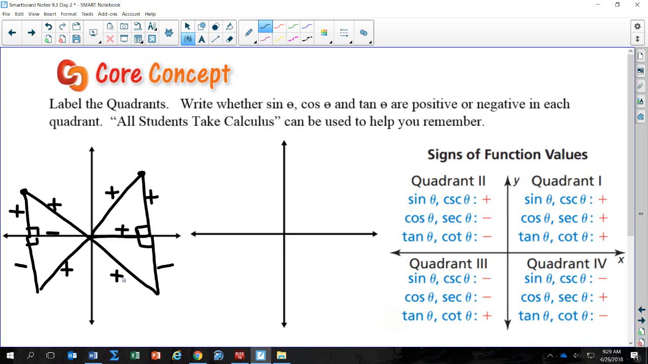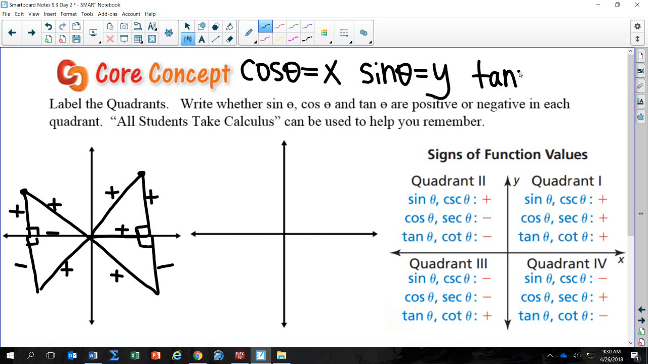Remember, when we filled out the unit circle, your cosine values are your, what kind of values? X values. And your sine values are your Y values, right? And what was tangent when we filled out the unit circle? Y over X. So I'm going to think about whether cosine, sine, and tangent are positive or negative in each quadrant. I just want to know where my ratios are positive.